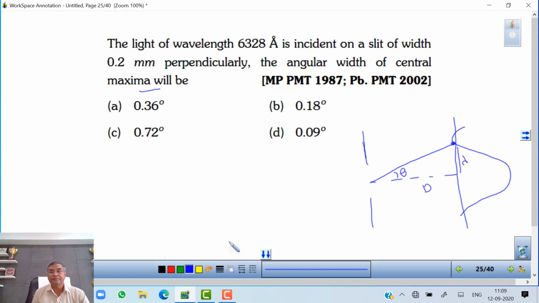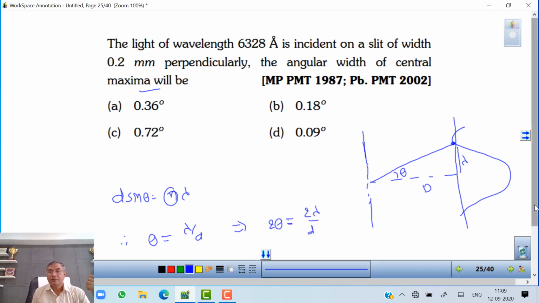This is capital D. Okay, so it's double of that. And second thing, from here also you can say that d sin theta is equal to n lambda. N is equal to 1 and therefore theta is equal to lambda upon d. So I have to take 2 times theta is equal to 2 times lambda upon d.